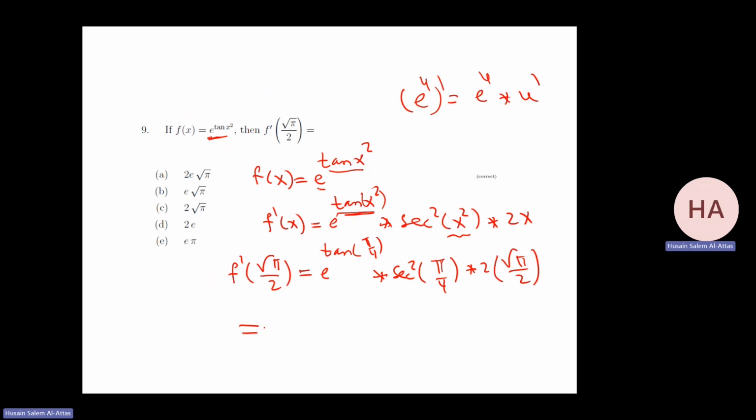Okay, so that will be e to the tan pi over 4, which is 1. Secant pi over 4 is square root of 2. Square it times 2. This is cancelled times square root of pi. So it will be 2e square root of pi, which is this one.